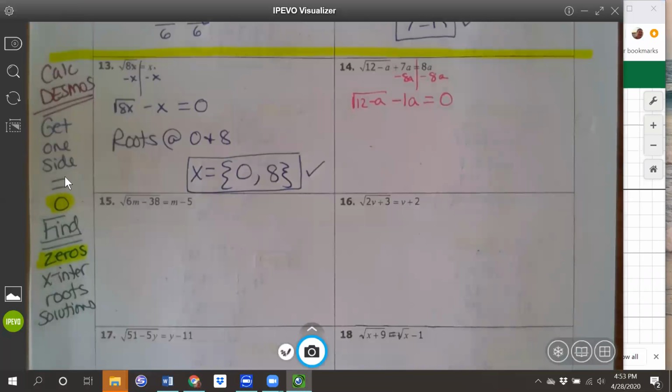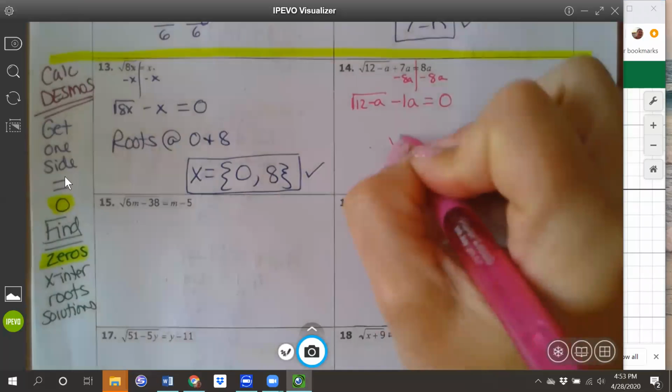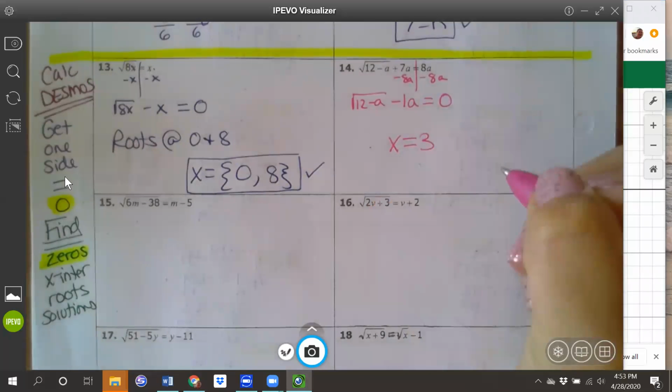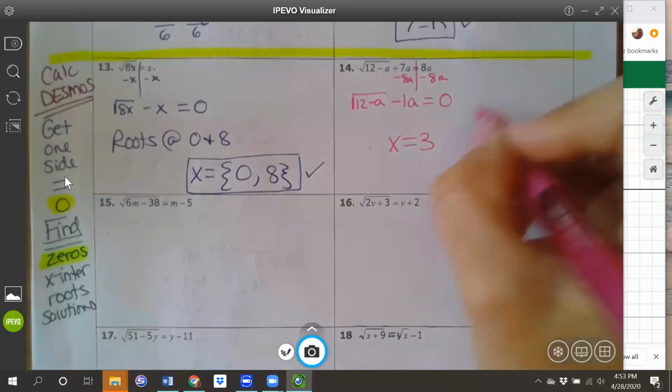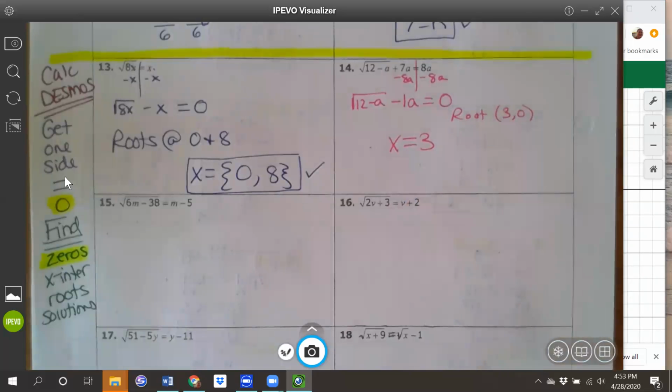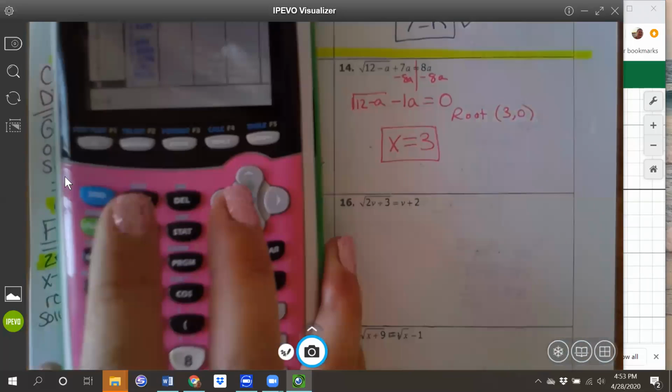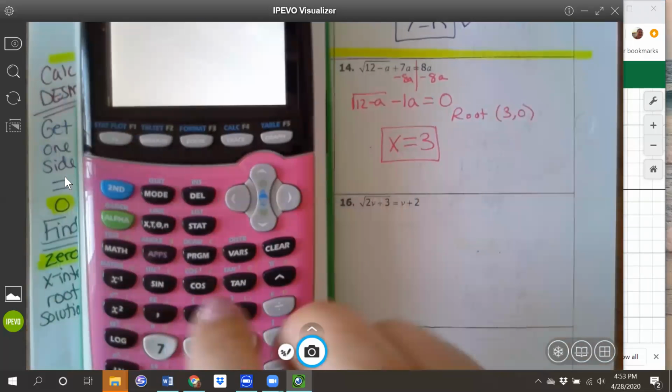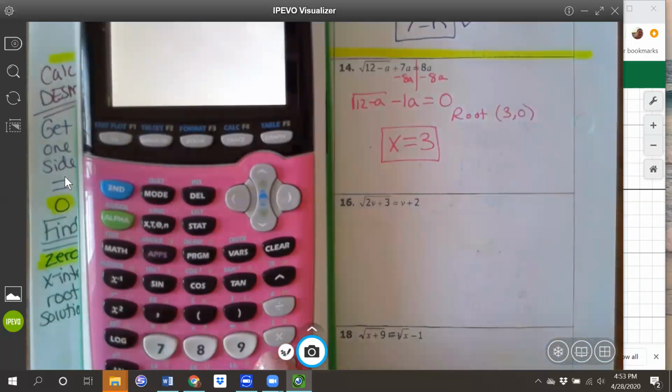So that means that I have one root at X equals 3. Because on Desmos, it showed that my one root, or my X-intercept, was at 3, 0. So X equals 3 is my final answer. And then I can check that easily. I can do the square root of 12 minus 3, add 7 times 3 to it. That's the left side. And then on the right side, 8 times 3 is 24. So that works out.